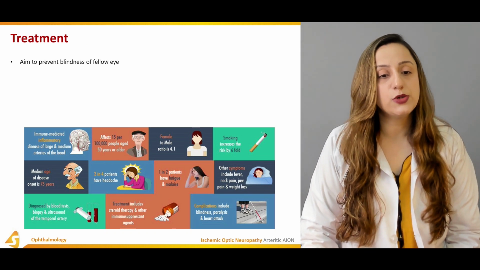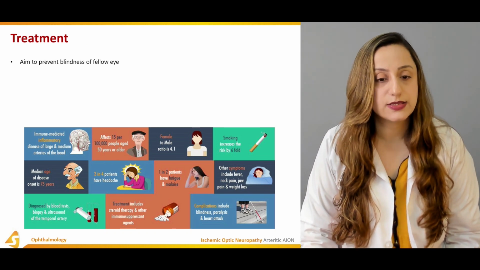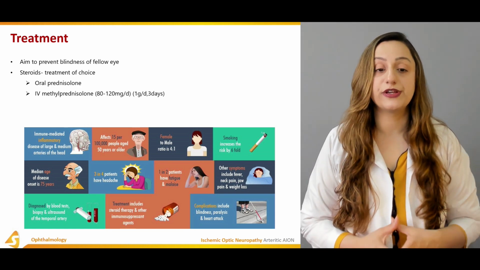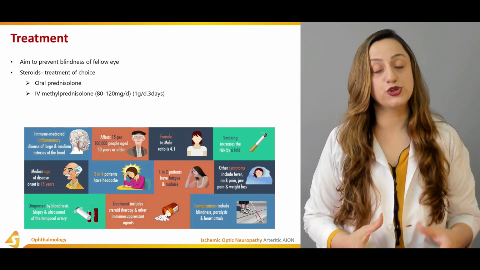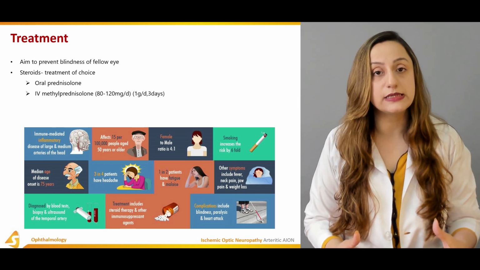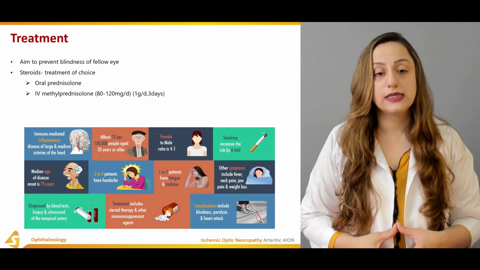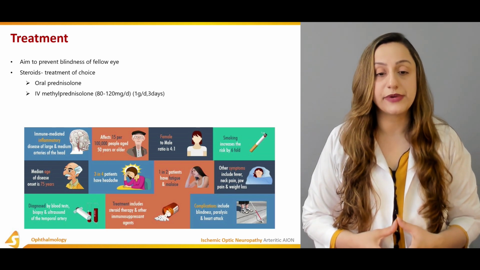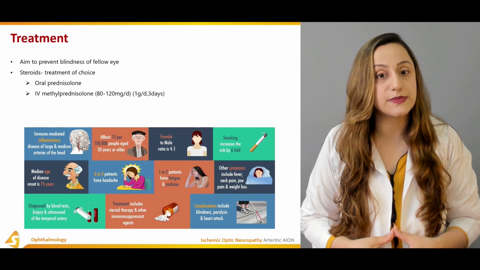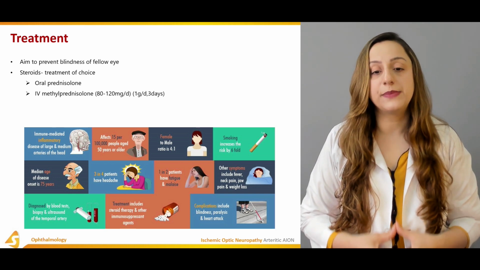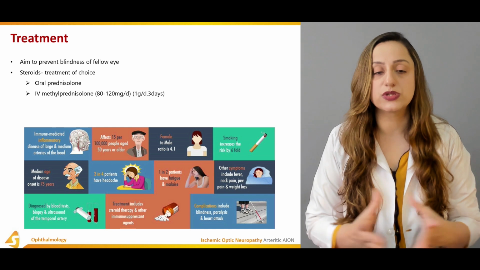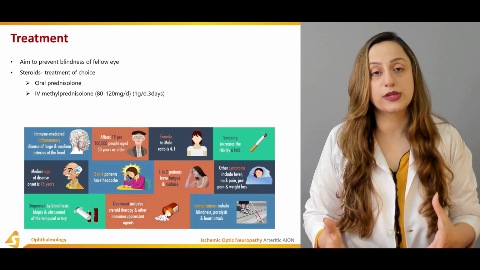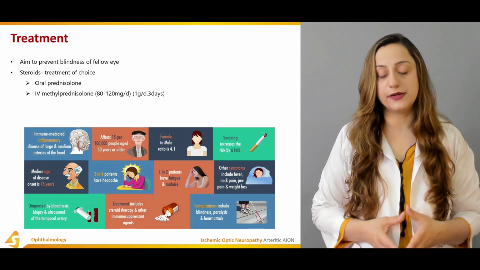The treatment would aim to prevent blindness of the fellow eye. So it's one of the factors that we can see over here. The main treatment that we usually give in these individuals is steroidal treatment. The treatment of choice is steroids. Oral prednisolone is given. IV methylprednisolone is given at almost 80 to 120 milligrams per day, or 1 gram per day for 3 days. So these are the dosages that are usually given either orally, or we also couple the oral therapy along with the IV therapy in these individuals.